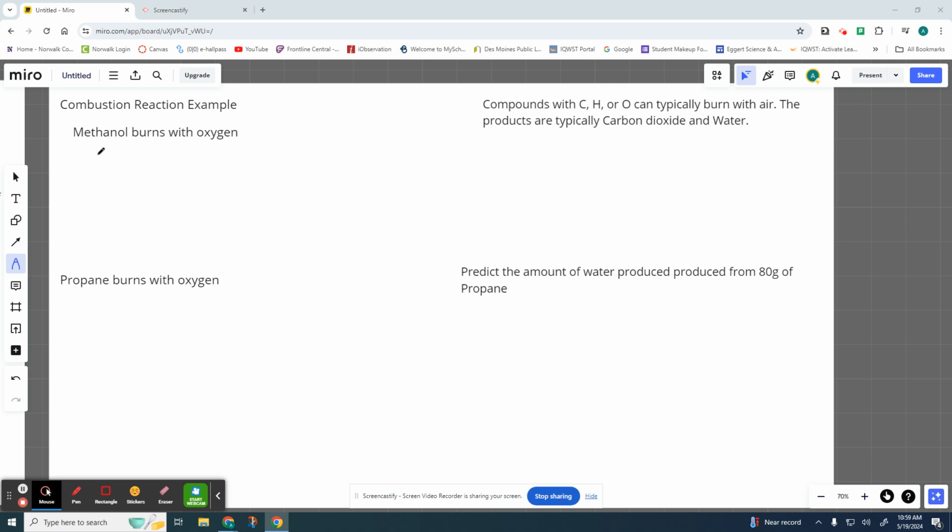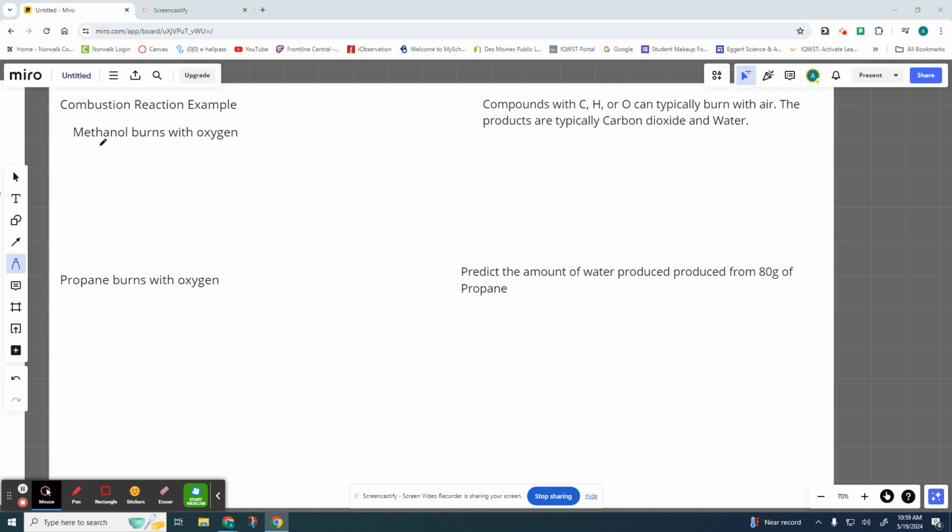The first reaction I'm going to try to balance for you guys and give you some advice on is methanol burns with oxygen. So I would have to give you in the directions what methanol's formula is. I do not expect you guys to memorize these hydrocarbons like methanol and even propane and the other ones that have been on that practice worksheet previously.